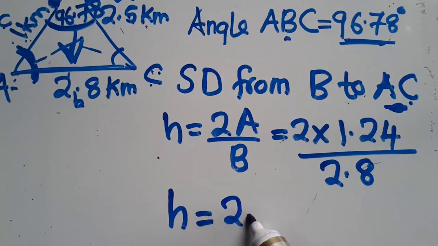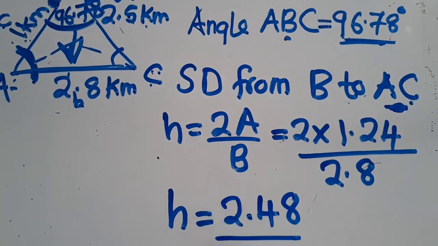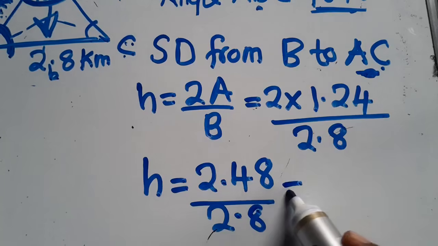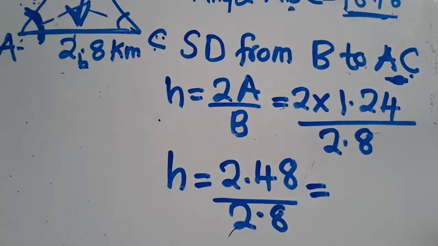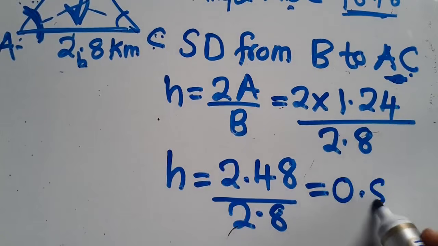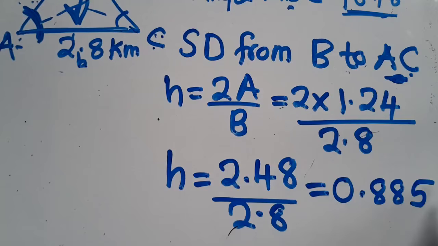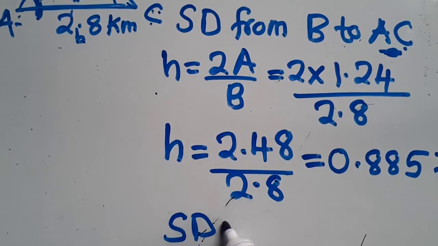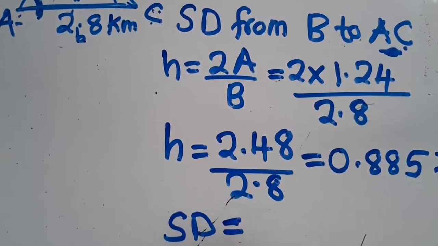You're getting 2.48 over 2.8. So what answer are you getting here? If we divide, what answer are we going to get? So 2.48 divided by 2.8. The answer that you are getting is 0.8857, just going like that. So we are able to find an answer there. So it means the shortest distance is equal to what?